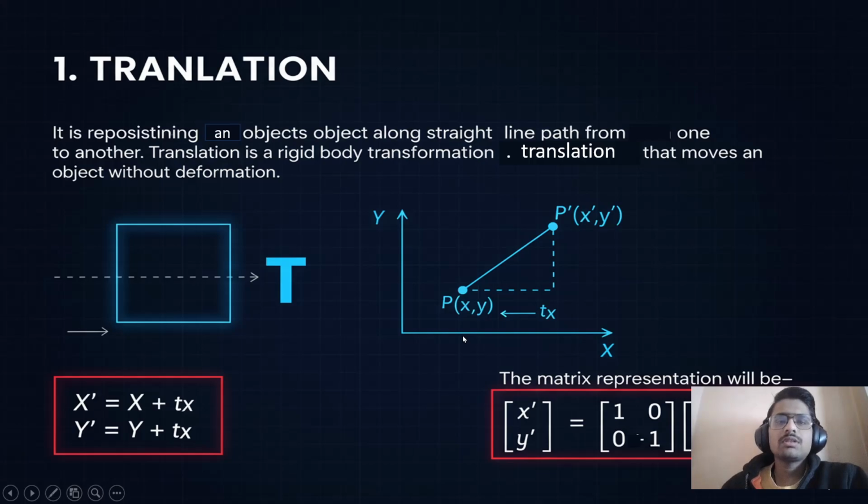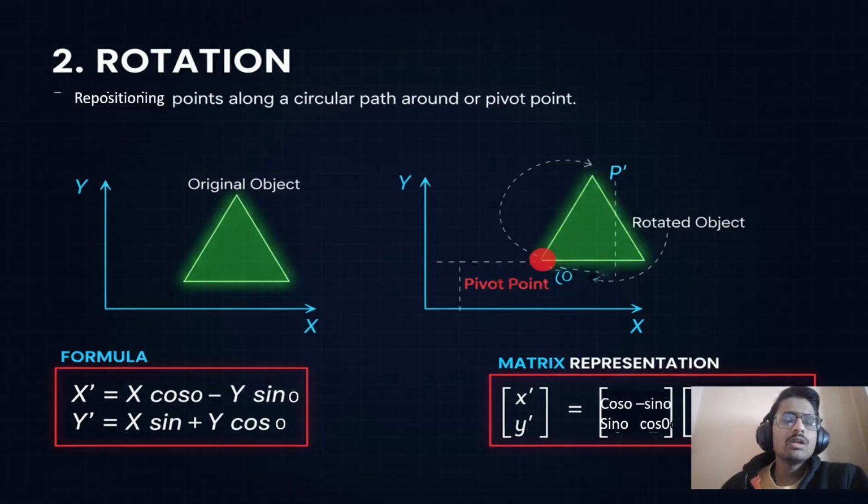So this is the translation, and second is rotation. Rotation means repositioning points along a circular path around a pivot point. So in rotation we rotate any object by taking some pivot point. Like in this example, here is the original object and we are rotating this object in clockwise direction by taking this point as a pivot point.